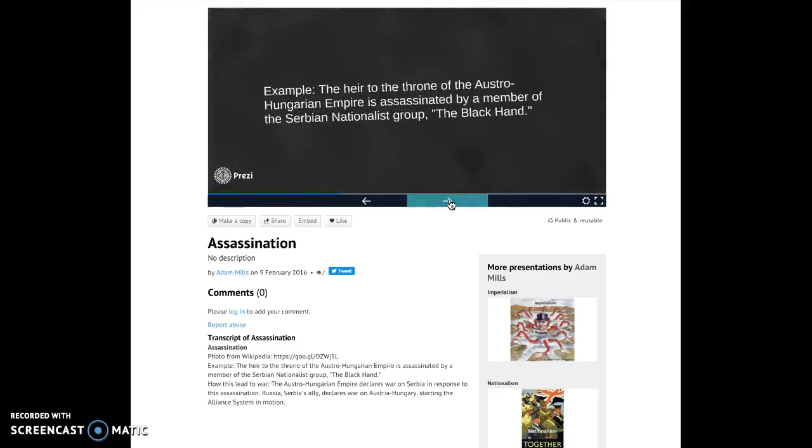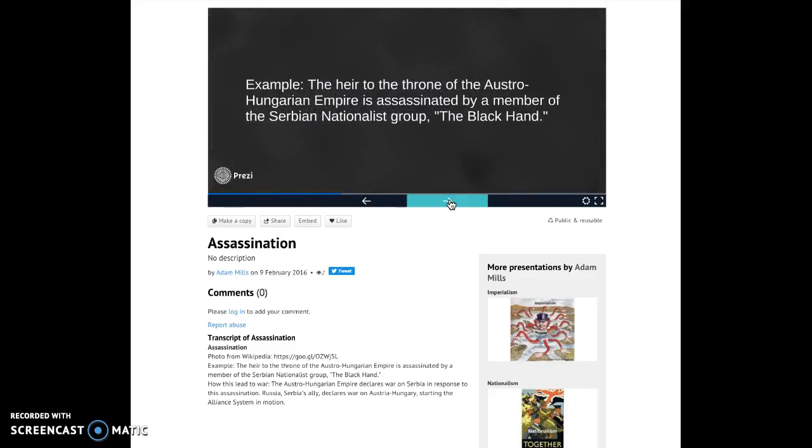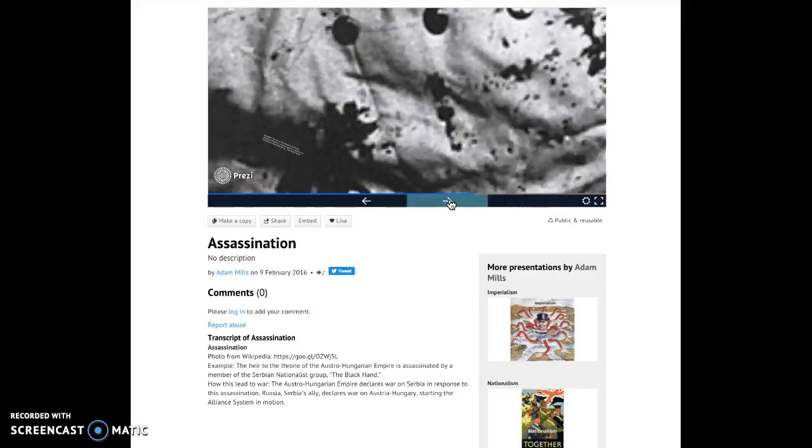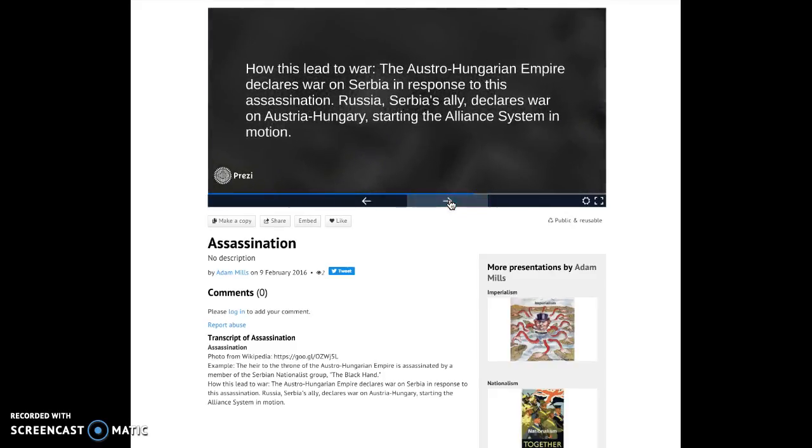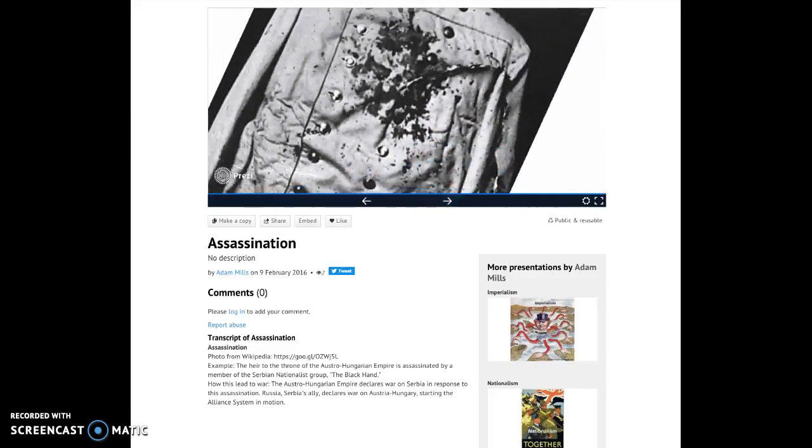This sets the alliance system in motion when Austria-Hungary declares war on Serbia. Russia, Serbia's ally, joins the war, which pushes Germany, Austria-Hungary's ally, to join the war as well. The dominoes continue to fall from there.